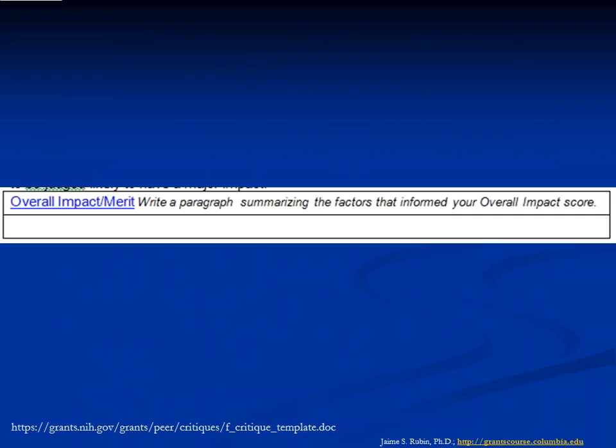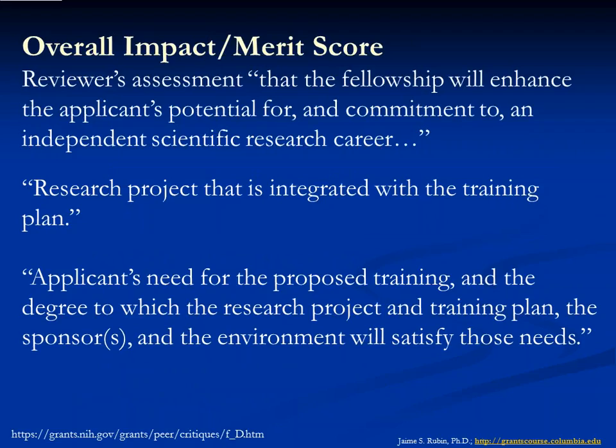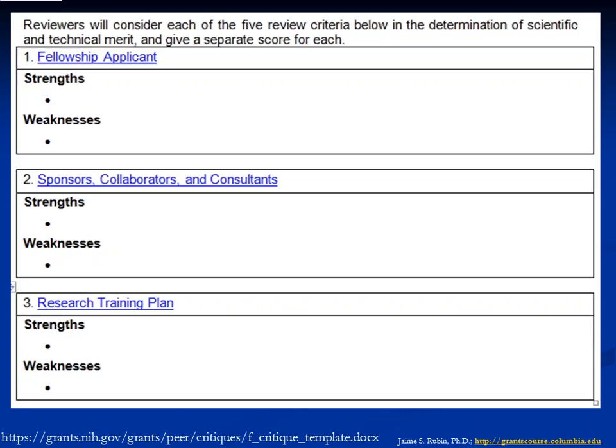This is your overall impact score that we just discussed. And what are the things that they're looking for? That there's an integration between the research project and the training plan, and that it's the right environment, and that having this fellowship and being in this mentor's lab really will launch the individual onto a successful and independent research career.